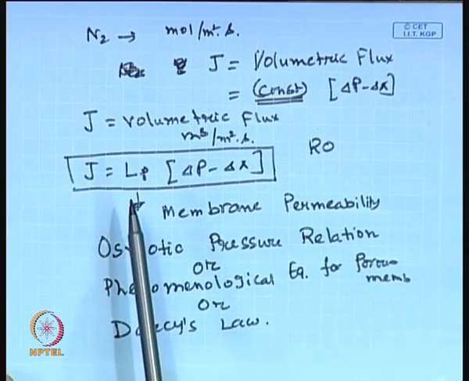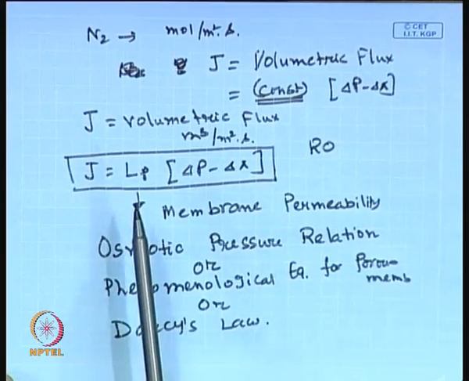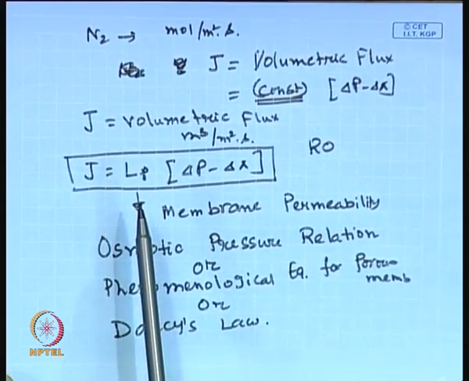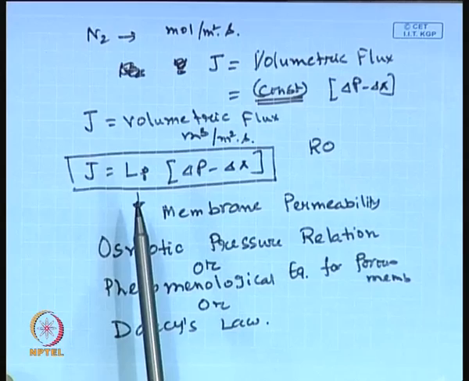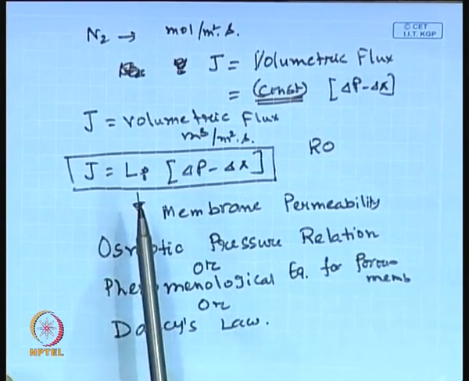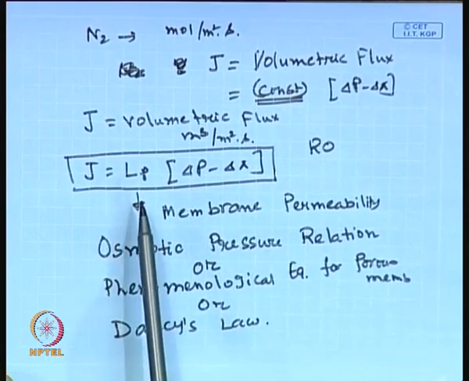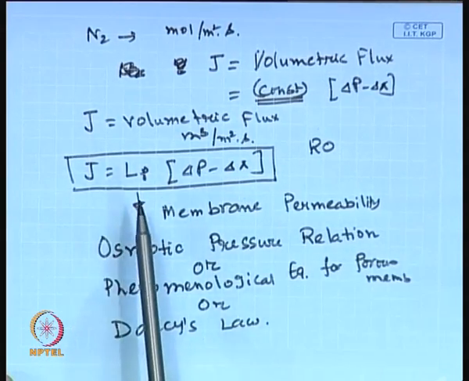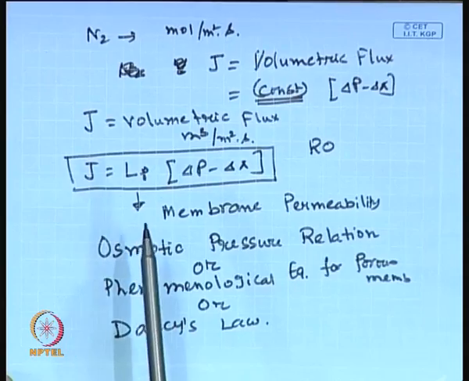So, we had the proportionality constant as diffusivity in case of Fick's law. We had the proportionality constant as thermal conductivity in case of Fourier's law. We had the proportionality constant as resistance in case of Ohm's law. We had the proportionality constant as membrane permeability in case of Darcy's law. Okay.